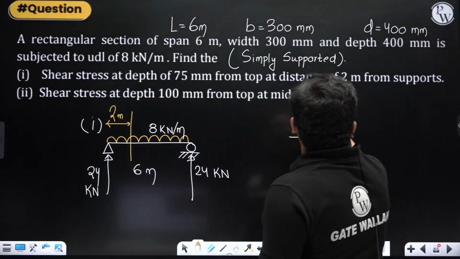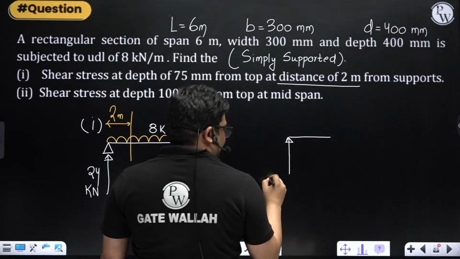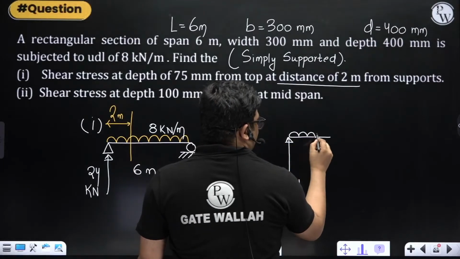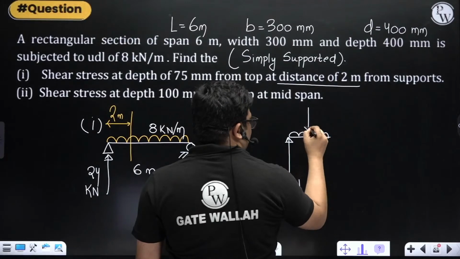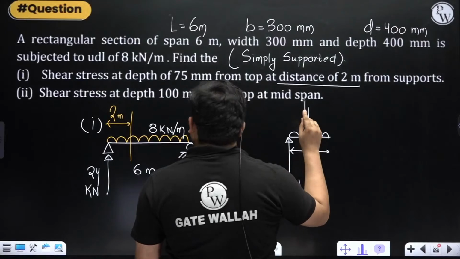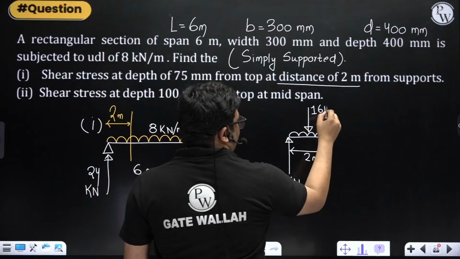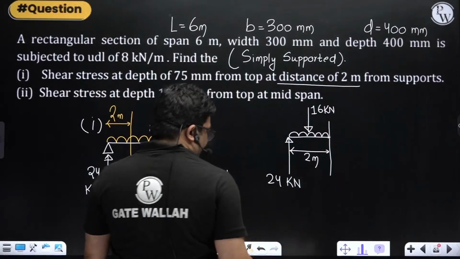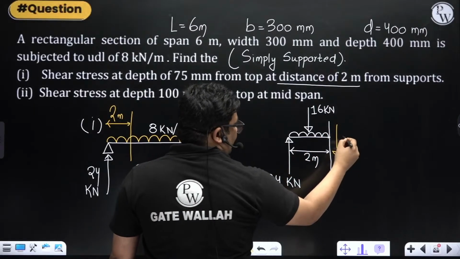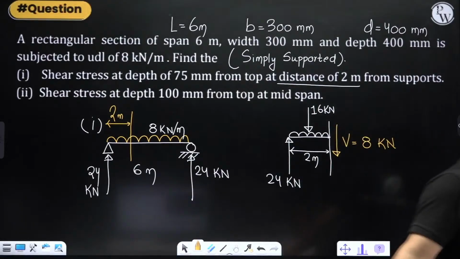Why? Because they're asking you the things at a distance of what? 2 meter from support. So this is 24. And this UDL is 8. What is the total force here? At 2 meter, 8 into 2, 16. Very good. So what is the shear force? To balance this, the shear force will be how much? 8 kilonewton.